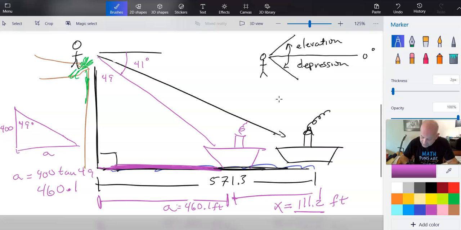And that's what we did to find 571.3. Then after the ship had moved, we remeasured the angle of depression. Once we had remeasured it, we could calculate a second distance. And the difference between those two distances gave us how far the ship had traveled.